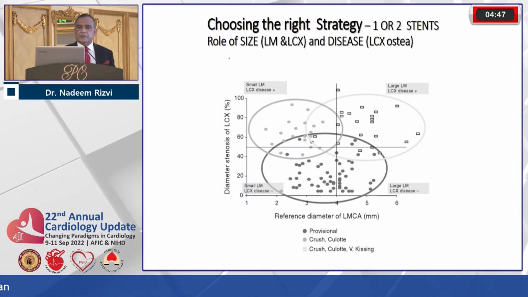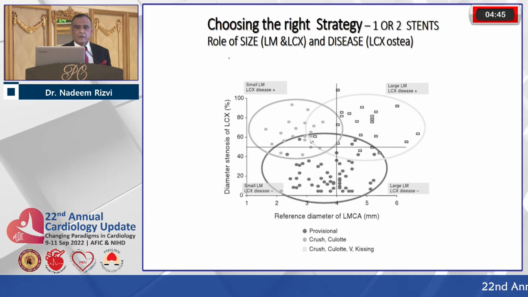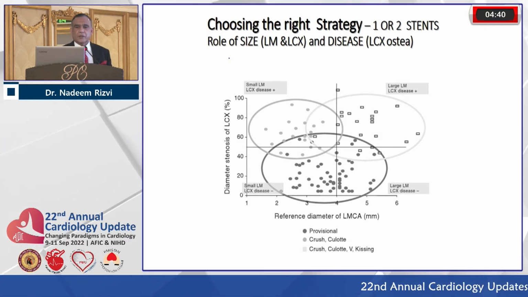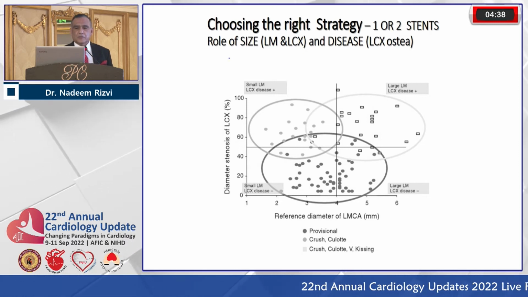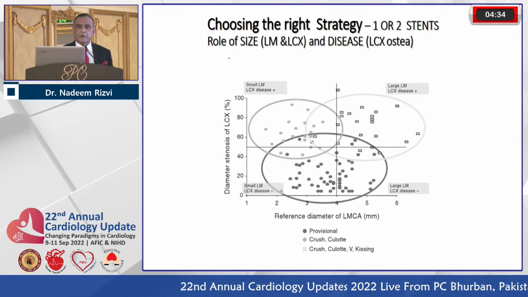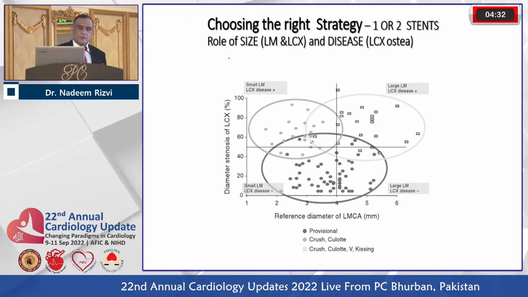So you have to choose the right strategy, and I would say that it depends on the disease in the left circumflex origin. If in the left main, left circumflex origin, there is no disease, then you can do a provisional, which is probably the preferred strategy. But in cases where there is severe disease, then you need to use two stents.